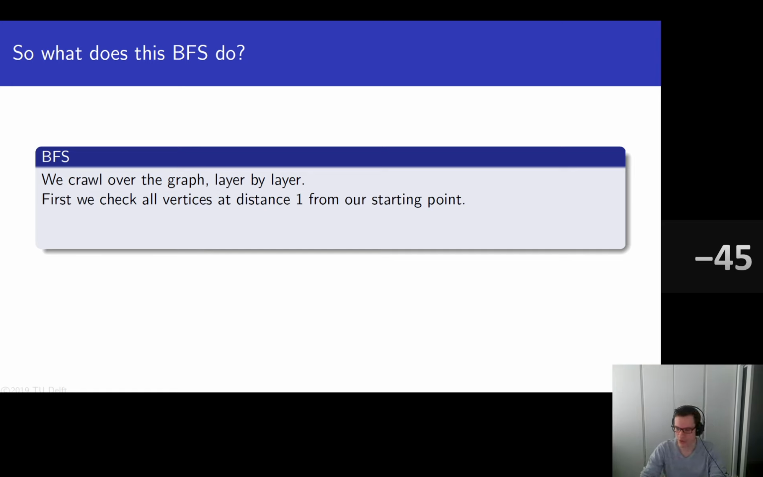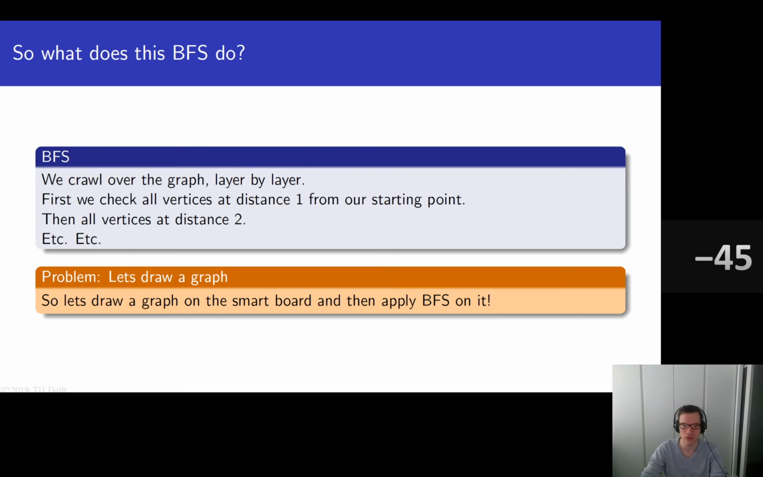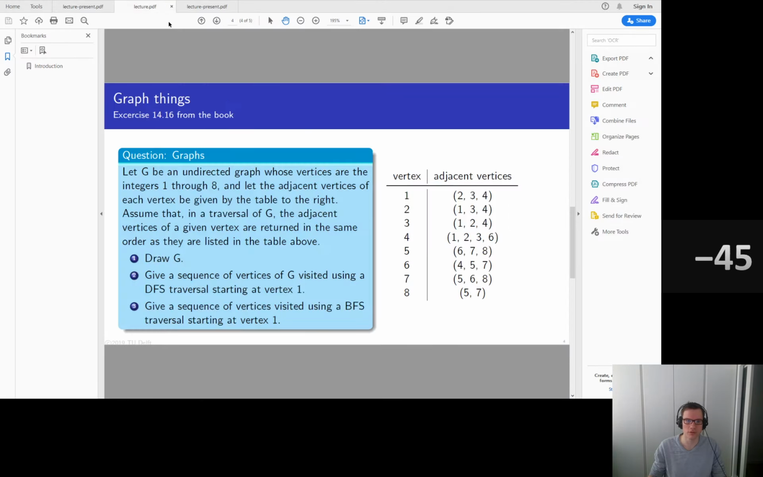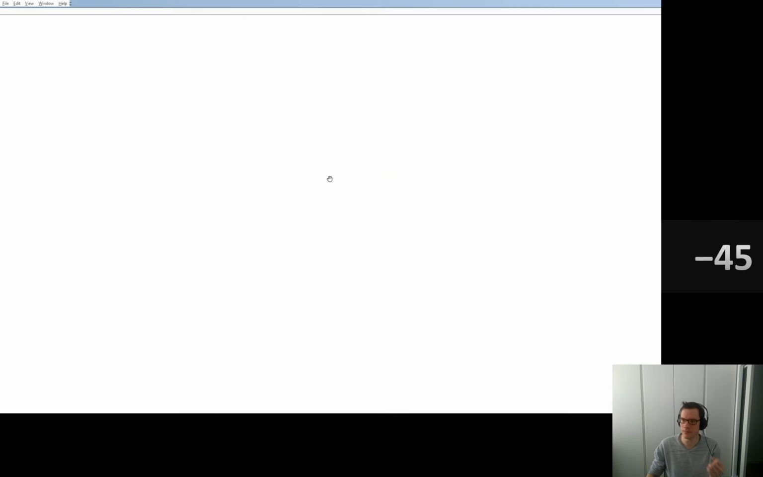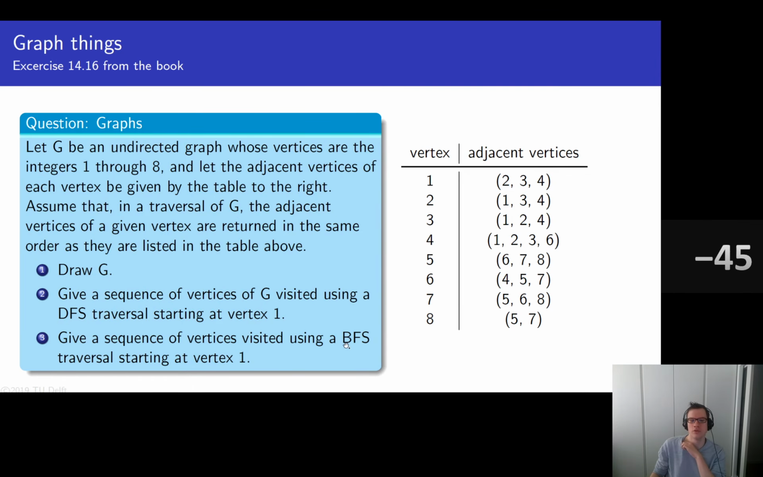First, we check all the vertices that are at a distance of 1 from our starting point, then at distance 2, etc. So that is the idea of BFS. Now, let's take our graph from before. Let me switch this over. Here we go. And now let's give a sequence of vertices visited using a BFS traversal, starting at vertex 1.